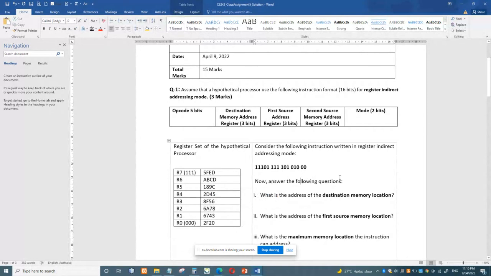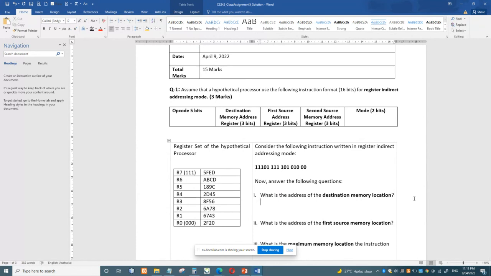Okay. Now answer the following question: what is the address of the destination memory location? In which memory location will your final result be stored? Tell me. Quick. R7. R7 is containing the memory location.